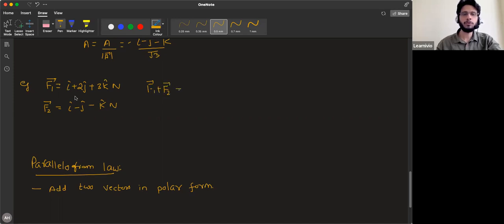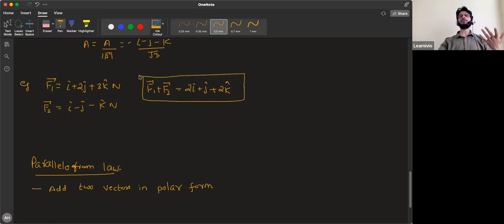So F1 plus F2 will be i cap plus i cap, that's 2i cap, 2j cap minus j cap, that will be j cap, 3k cap minus k cap, that will be 2k cap. So this is the total force, F1 plus F2. So if vectors are in Cartesian form, then no need to use any law. You don't need the parallelogram law. You don't need the triangle law. Just add them up directly.